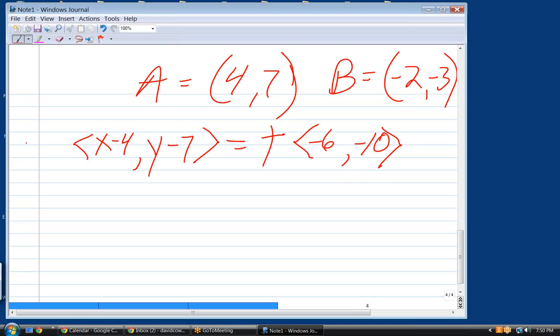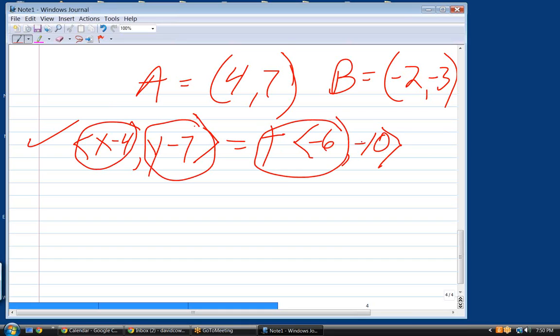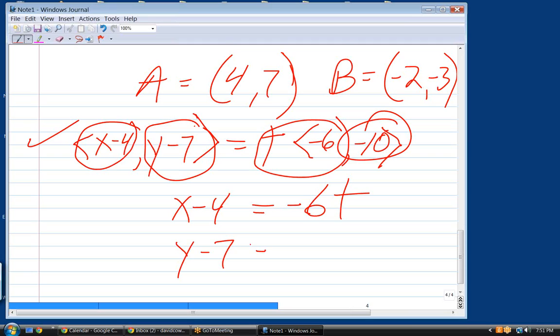In other words, once you get this step, the rest of it falls into place. Just distribute the t and let this equal that, and let this equal the t times the -10. So you would have x minus 4 equals -6t. There's one parametric equation. y minus 7 equals -10t. There's the other. You can simplify them if you like, but we've got the answer there.